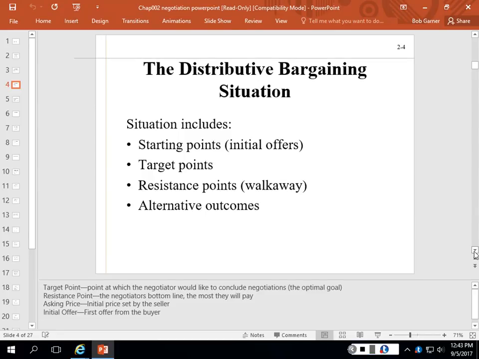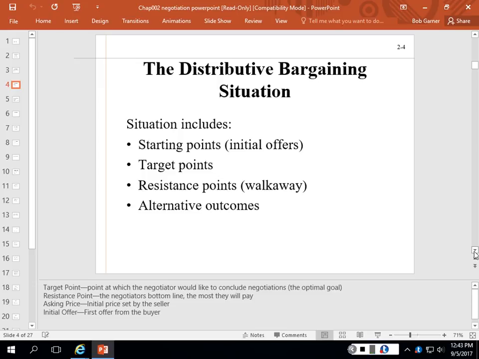And then the resistance point, it's the bottom line, the most they will pay. So do both parties have a resistance point? Yeah. If it comes down too low, she's not going to sell it. She's got to have a certain amount, and she will know that. He can't pay more than a certain amount. So that's what we said defines that bargaining range.